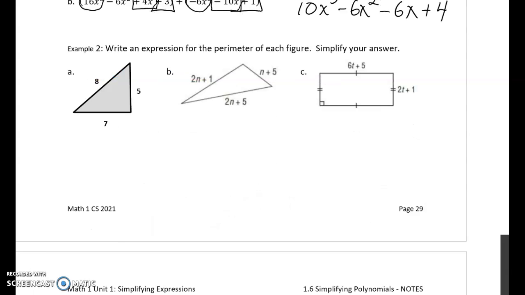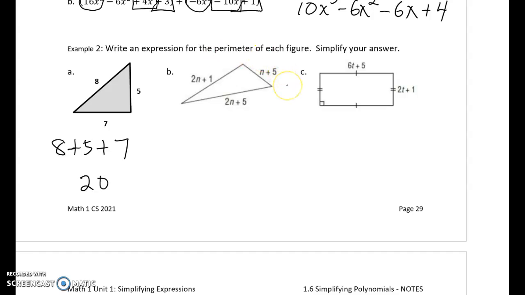Okay, so here we want to write an expression for the perimeter of each figure. Recall that perimeter means we are adding up all the sides. So with this triangle, I have sides 8, 7, and 5. So I'm going to write down that the perimeter has me adding up all those sides. When I add them all up, this one gives me a nice number like 20.